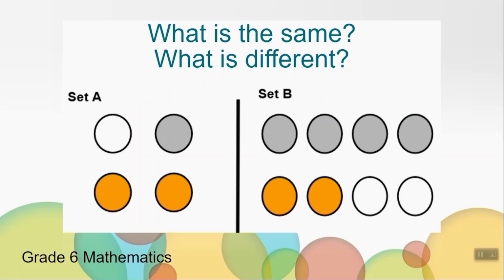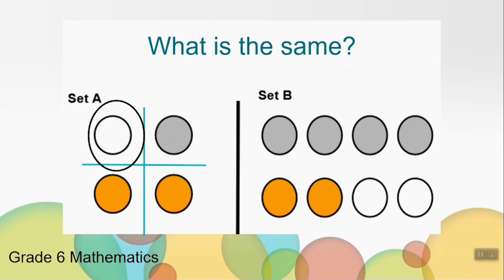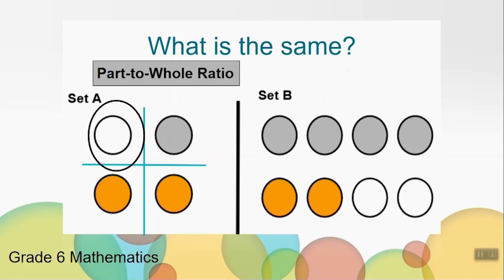Let's talk about what's the same. In set A, the ratio of white dots to the total number of dots is 1 to 4. We call this a part to whole ratio. What do you notice about the ratio of white dots to the total number of dots in set B?